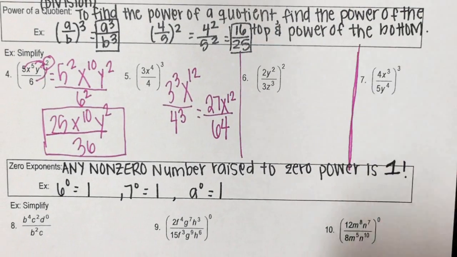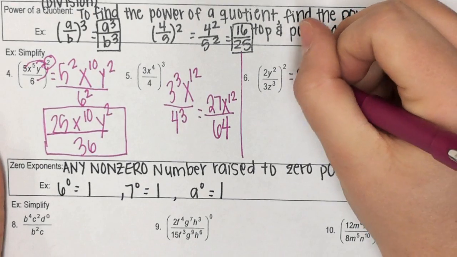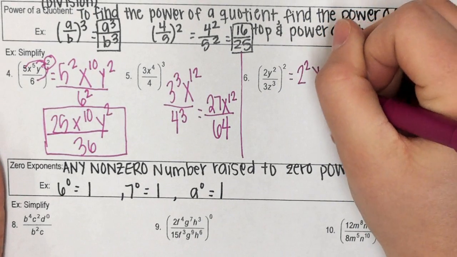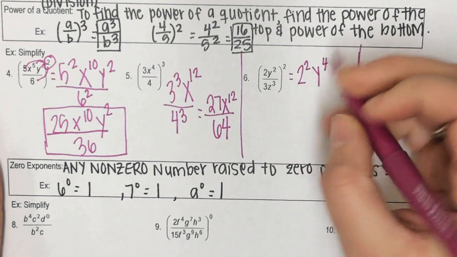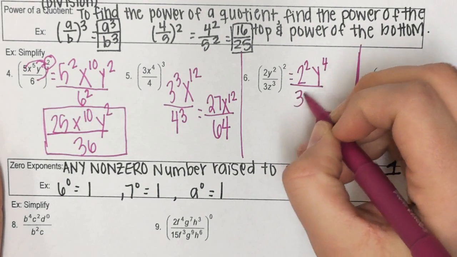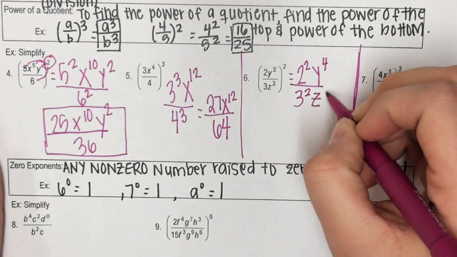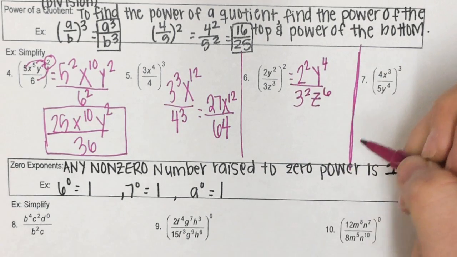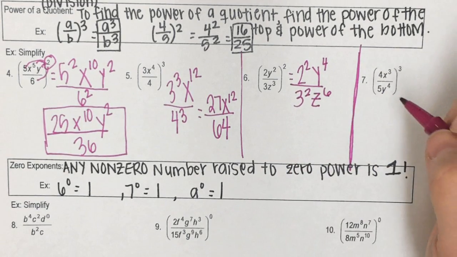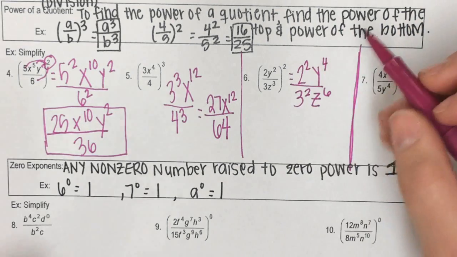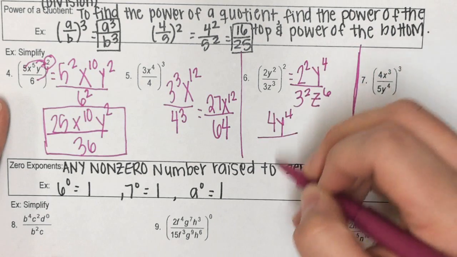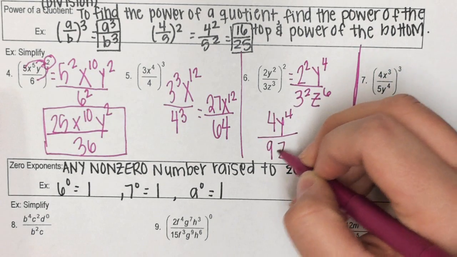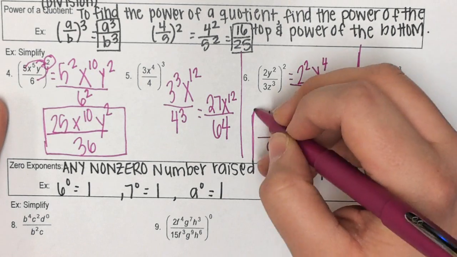All right, for number 6, we squared everything in it, top and bottom. So we got 2 squared y to the 4th, because 2 times 2 is 4, over 3 squared z to the 6th. Power to a power, we multiply. All right, now let's simplify it. 2 squared is 4, y to the 4th. 3 squared is 9, z to the 6th.